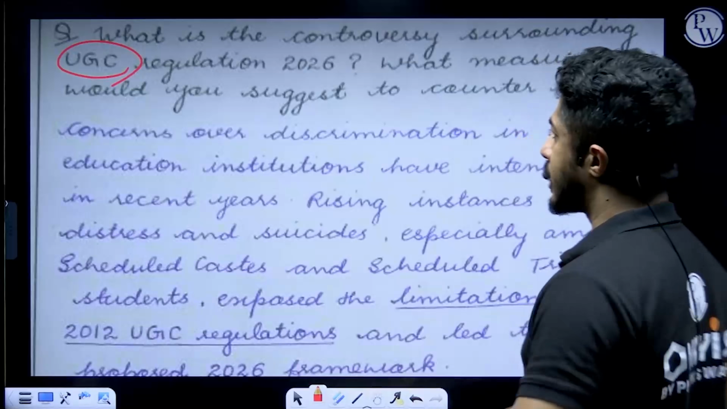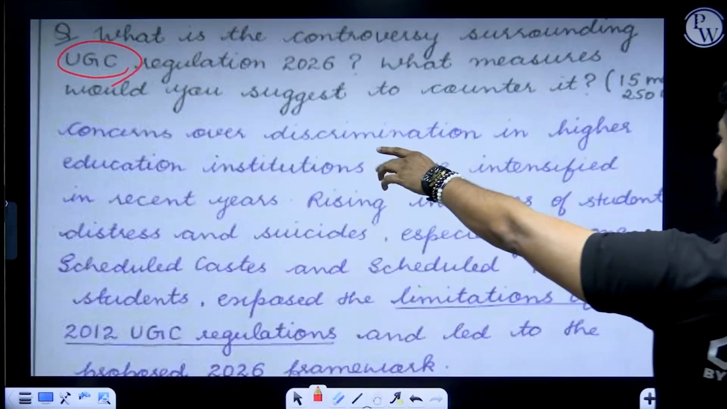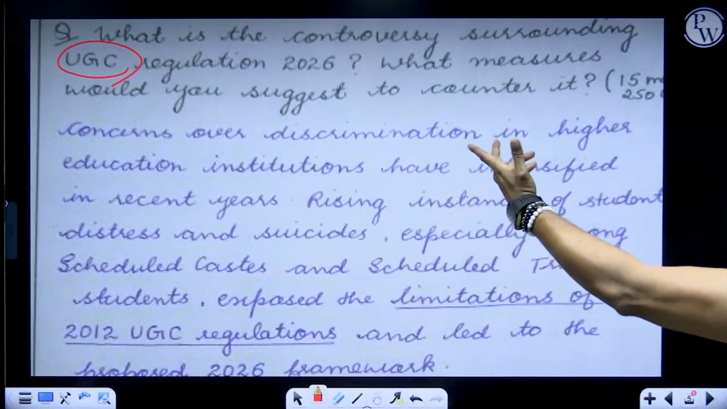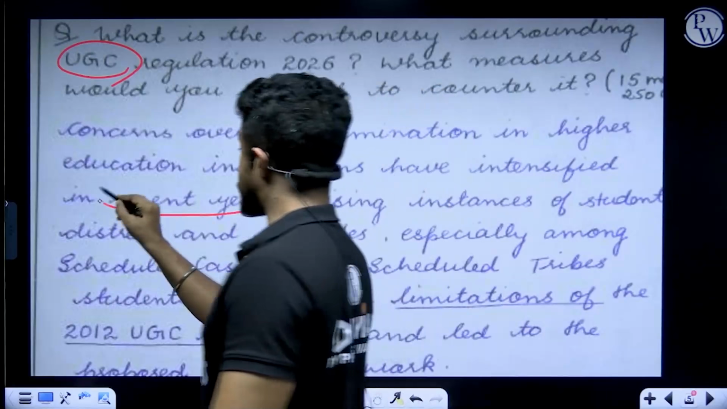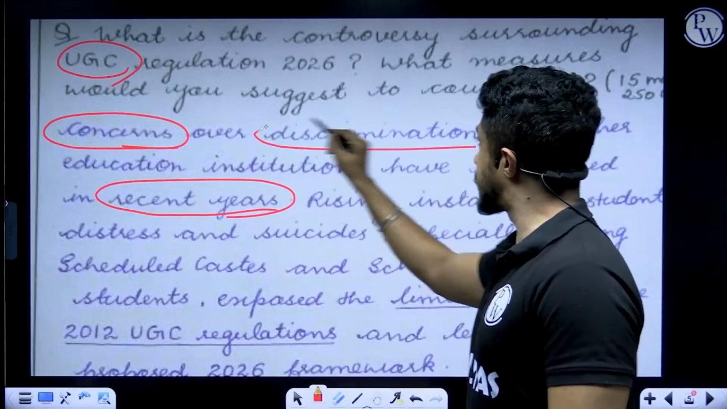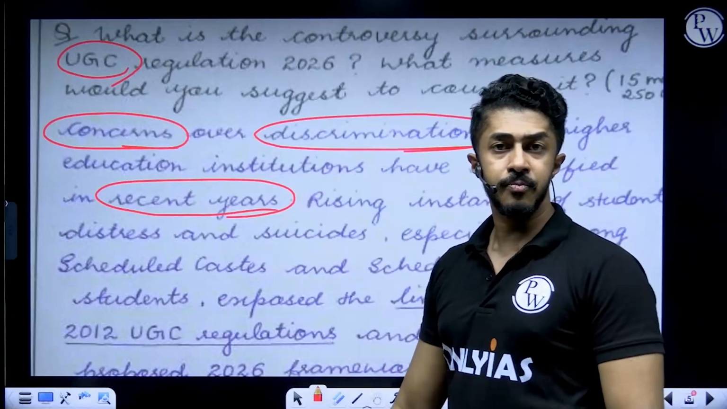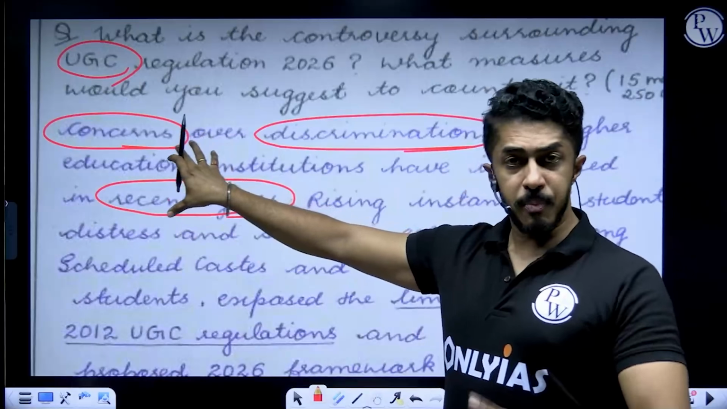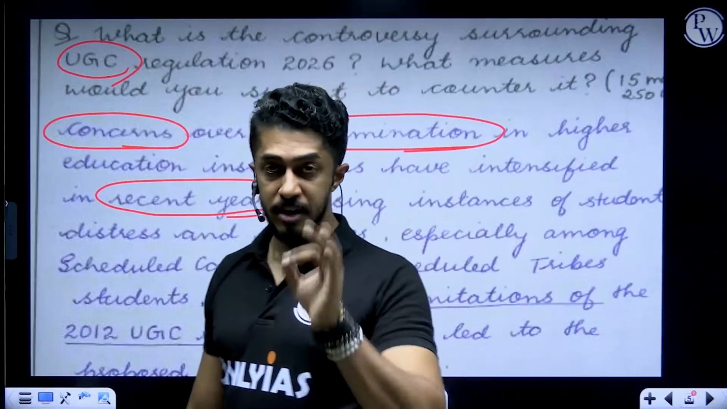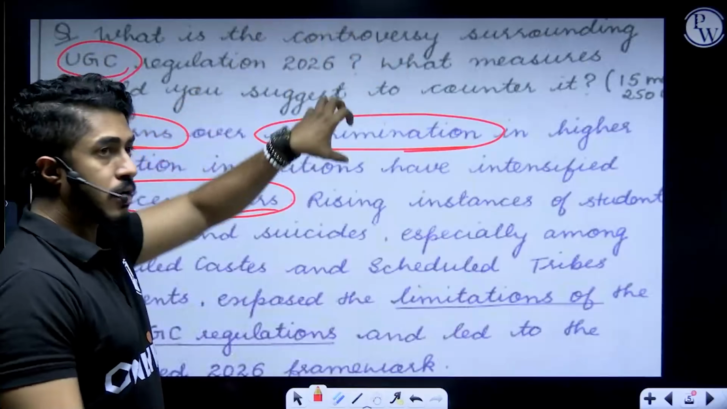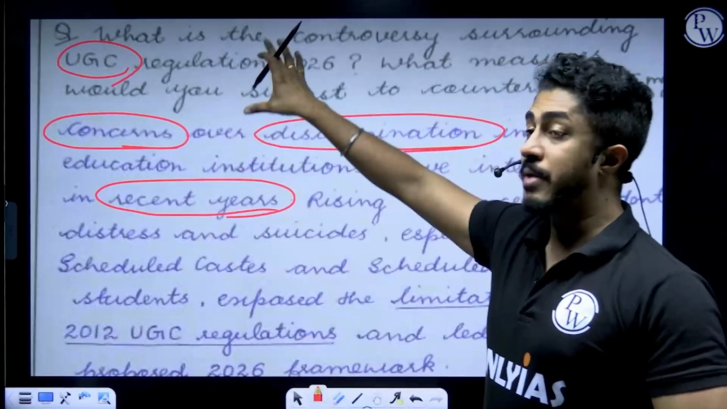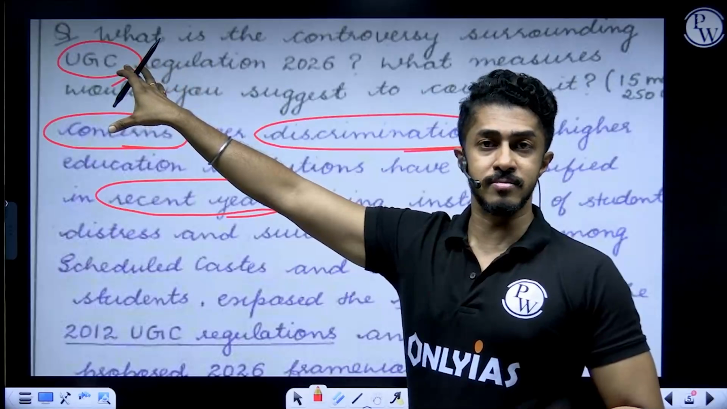Now, if you look at this answer here: "Concerns over discrimination in higher education institutions have intensified in recent years." What concerns? Which concerns? What type of discrimination are we talking about here? This could have been part of the body of the answer, not an introduction. An introduction should be where you introduce the answer, and that introduction again should be on the basis of the demand of the question.